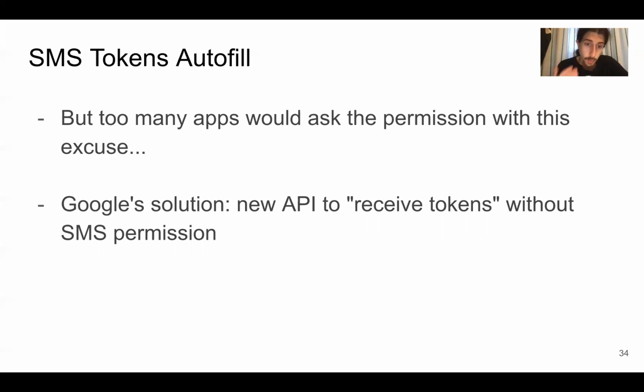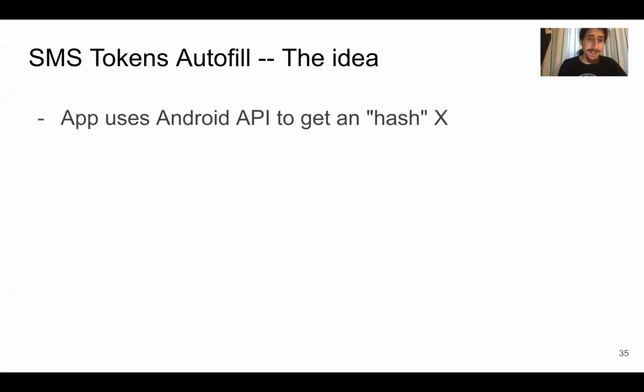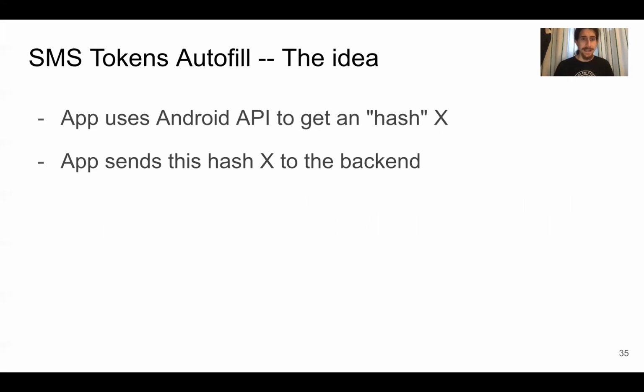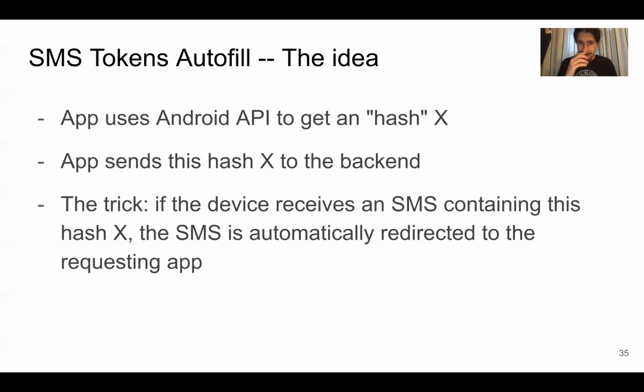So Google's solution was to introduce a new API to receive tokens without SMS permission. And the idea is the following. The app uses an Android API to get a hash, let's call it X. The app asks the API on the phone, hey, can I have a hash X? Great, now the app has X. Now the app sends X to the backend of the application. And the trick is the following. If the device at any point receives an SMS containing the hash X, the SMS is automatically redirected to the requesting app. And you don't need any receive SMS permission.